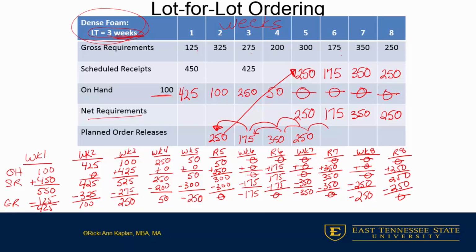Some things to notice about this lot for lot ordering. You always order what you need when you need it. No more, no less. We're going to move on to taking a look at more reality. This is a perfect world, and we don't always live in that perfect world. Reality doesn't always let us be there. So we're going to take this information and add to it.